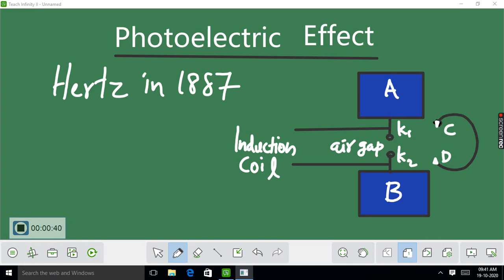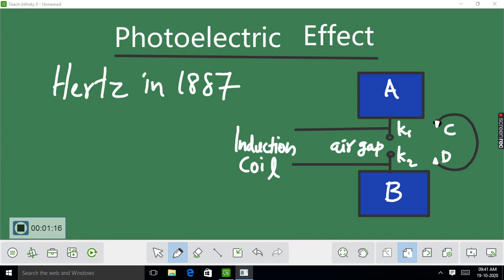The experimental setup consisted of two large square metal plates A and B connected to a source of high voltage. The plates are connected through thick copper wires to two polished brass knobs K1 and K2. The voltage is high enough such that the air gap in between the knobs K1 and K2 gets ionized and provides a path for discharge of the plates.